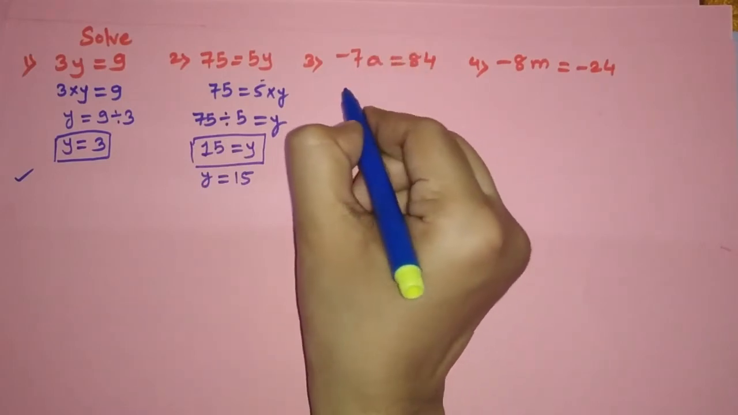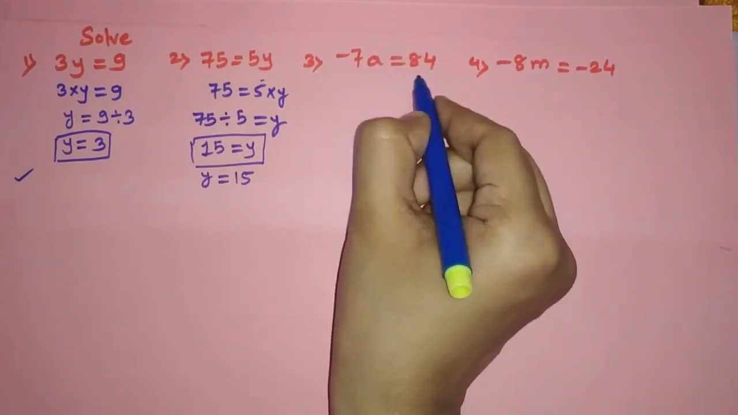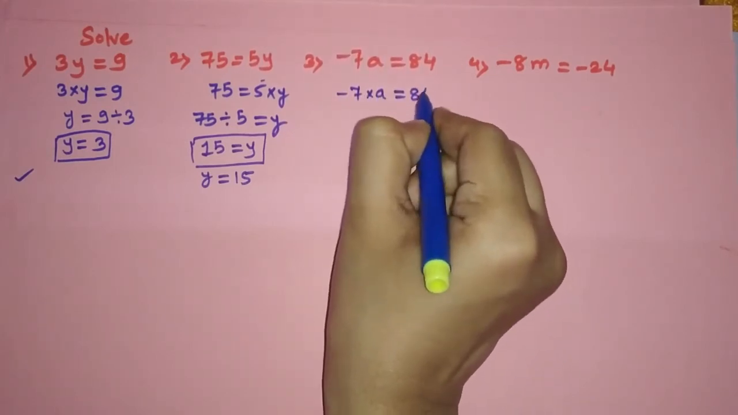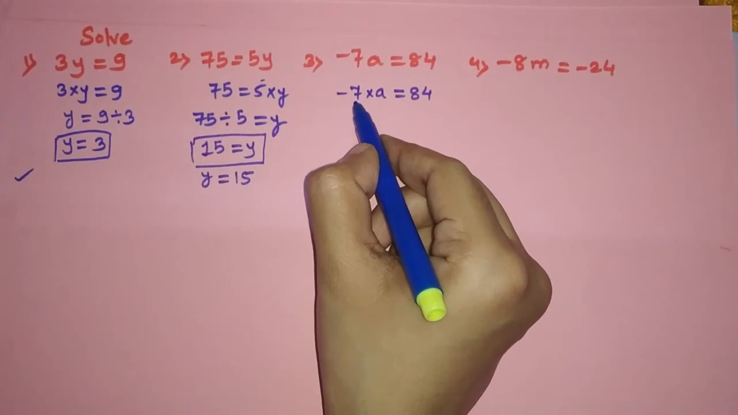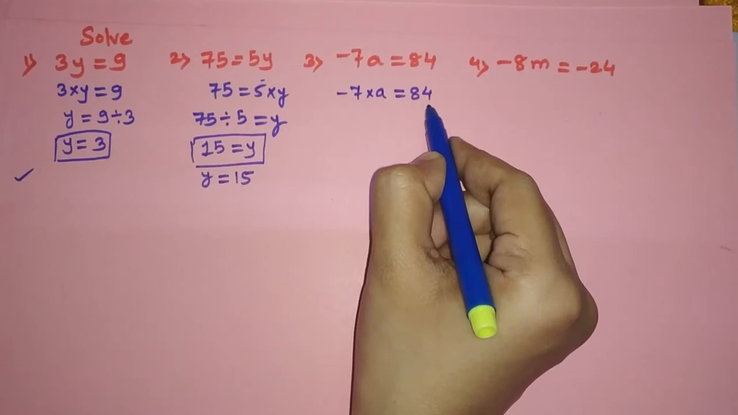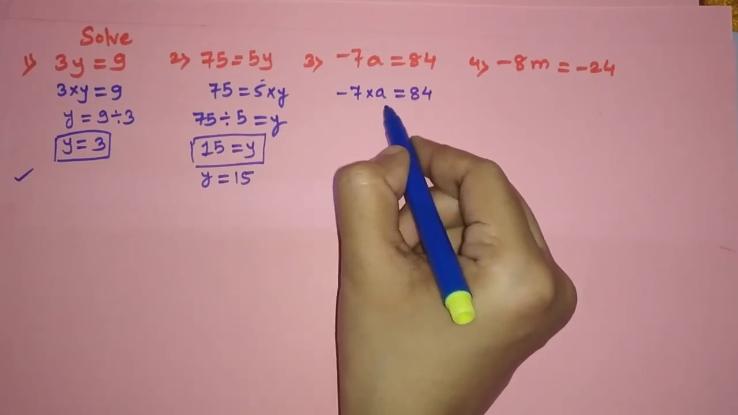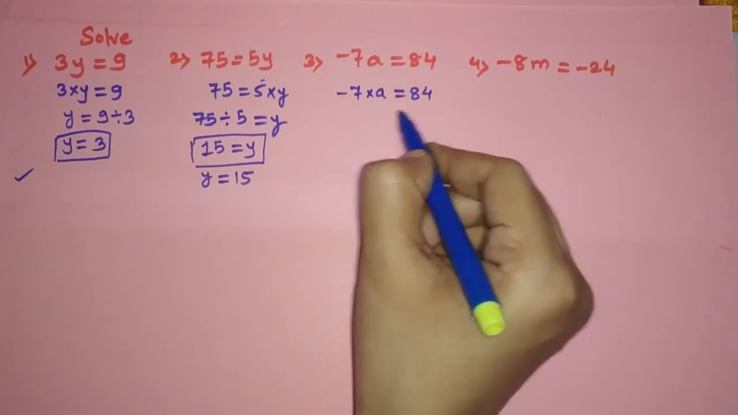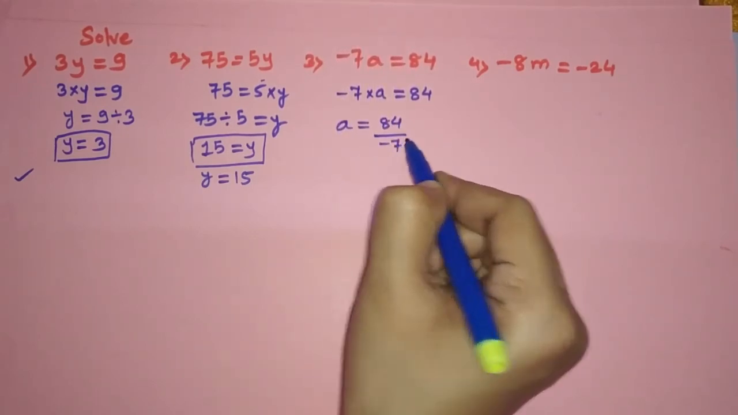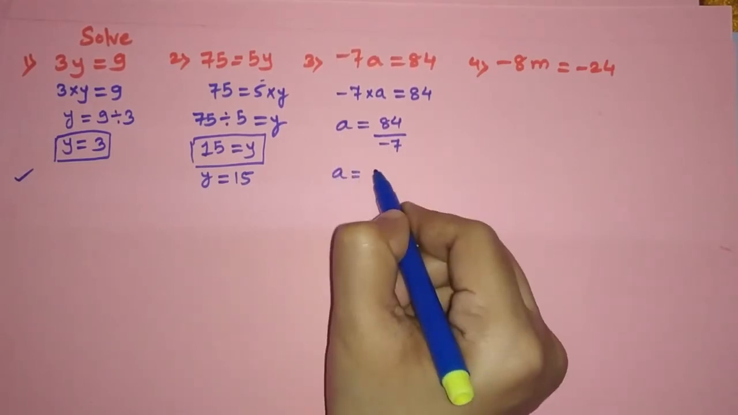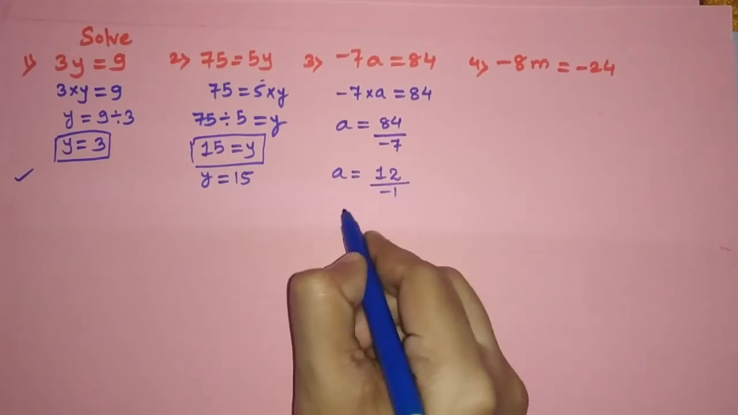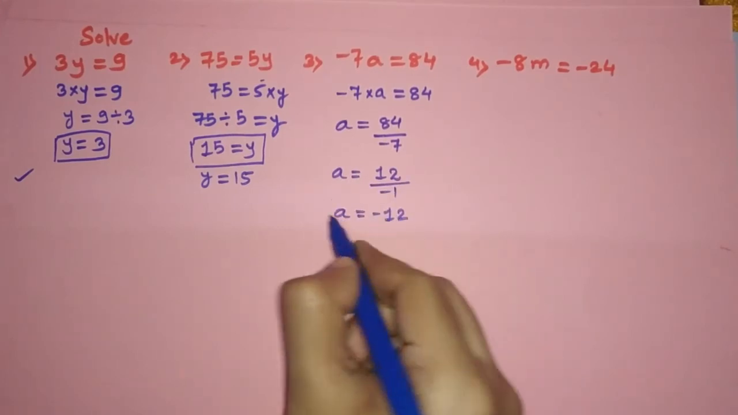Next here, minus 7a is equal to 84. So friends, it is minus 7 multiplied by a is equal to 84. Now you need to shift this minus 7 from LHS to RHS, meaning you are transposing this term from the left hand side to the right hand side. It is going to change its operation: it is multiplication here, it will go in division there. So a is equal to 84 divided by minus 7. So friends, here you will get 7 12s are 84, divided by minus 1, which is nothing but minus 12.